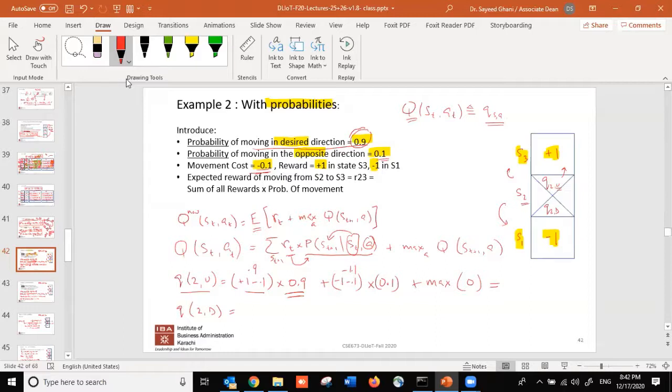0.81. 0.7. Sorry? 0.9. 0.7. 0.7 sounds right. Okay, let me just double check. Okay, we'll double check. What about this? As long as the equation is right, we don't really care what this is. Can somebody tell me what the equation for this would be? Now we're calculating the Q values on a probabilistic basis.